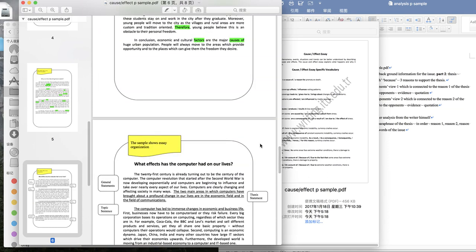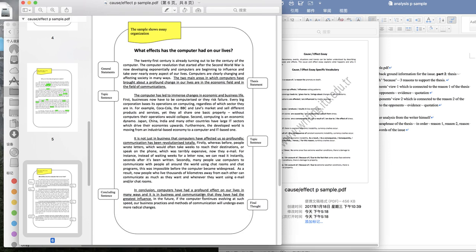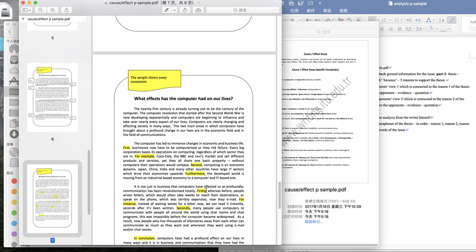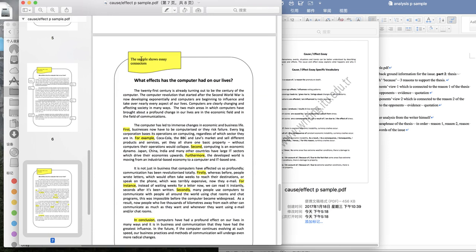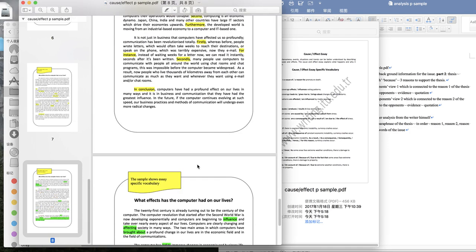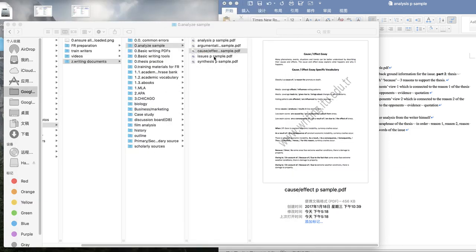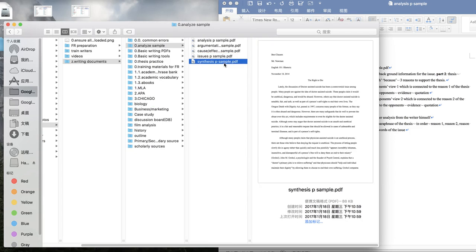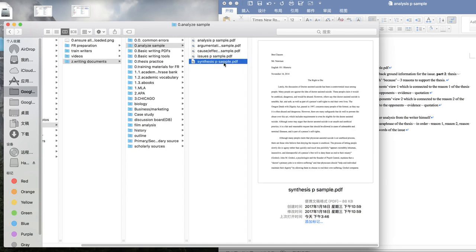Essay structure, we have already done this part, right? This is topic, final words, conclusion. Oh, this is another essay already, right? But same as the previous one, you can analyze it by yourself. Then we will analyze the issue paper. That's pretty complex. Synthesis paper.